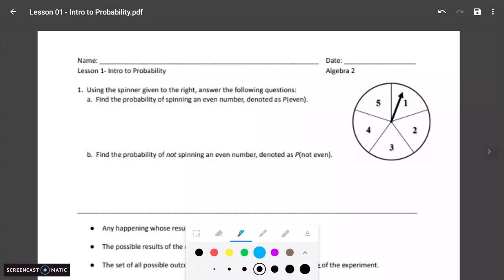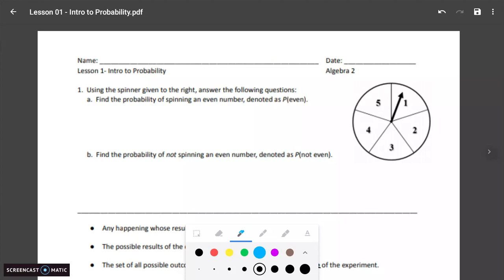Hey everyone, in this video we're going to start looking at probability. So before we get too far into it, we're just going to look at question 1 and see what we can figure out. Using the spinner given to the right, answer the following questions. Find the probability of spinning an even number, denoted as P of even. Just imagine I was to spin this around once. What are the odds that I would end up getting an even number?